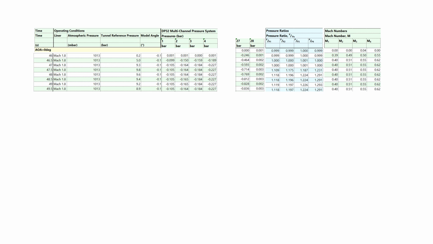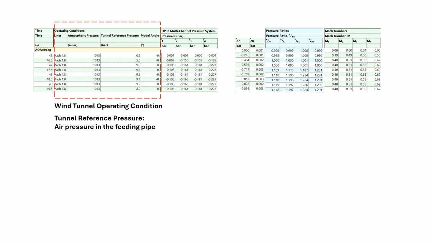The first column is the time, which is straightforward. You have two readings every second, which means it's 2 Hertz data logging. Then we move further. The first block shown here is about the wind tunnel operation condition. The liner is Mach 1.8.